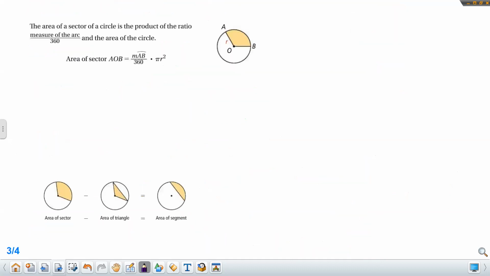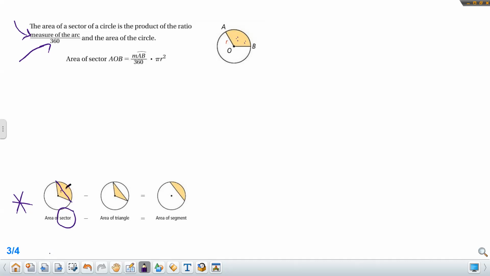First, the area of a sector of a circle is the product of the ratio, the measure of the arc over 360, times the area of the circle. For example, here the area of the sector AOB, this yellow part, equals the measure of arc AB over 360 times pi r squared. And you must know the area of the sector minus the area of the triangle equals the area of the segment, because the sector contains the triangle and the segment like this. So if you subtract sector minus triangle, it will be the segment.